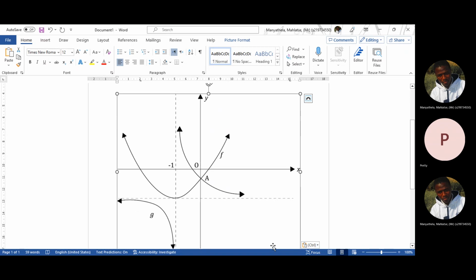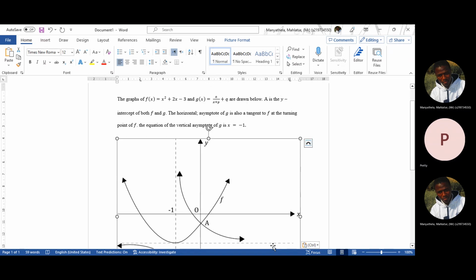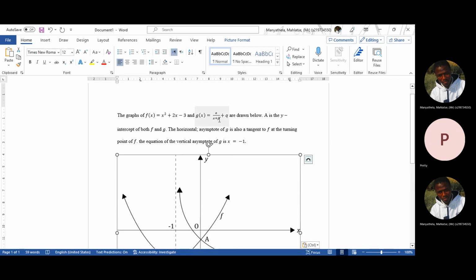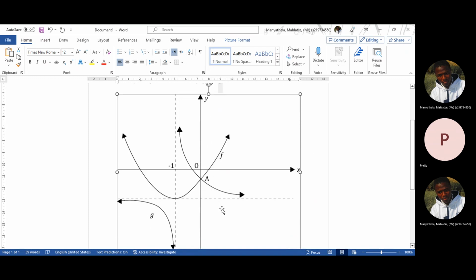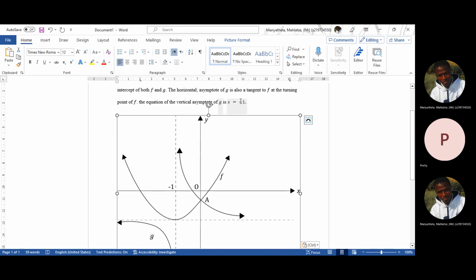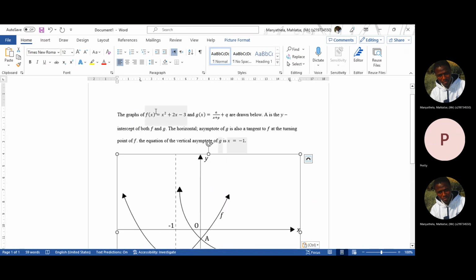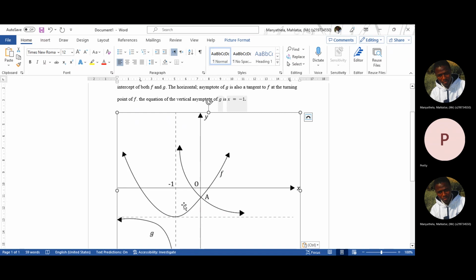So, there's the graph. But the equation of the vertical asymptote of g is x equal to -1. Okay? The value of p. The value of p or x plus 1. Okay, fine. And then the equation of the parabola. So we determine the x value, I substitute in the equation of the parabola, and the horizontal asymptote.